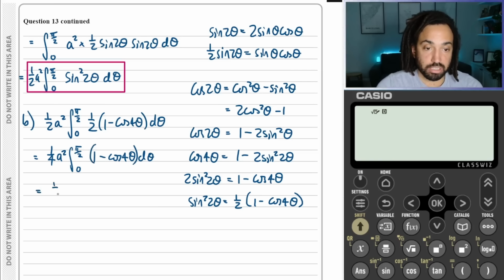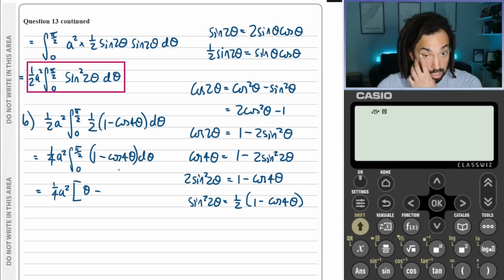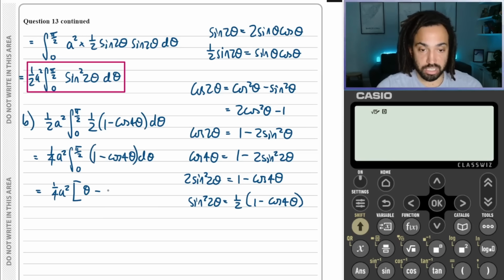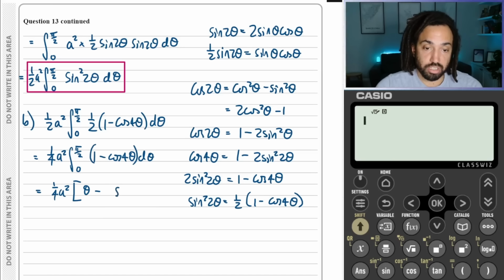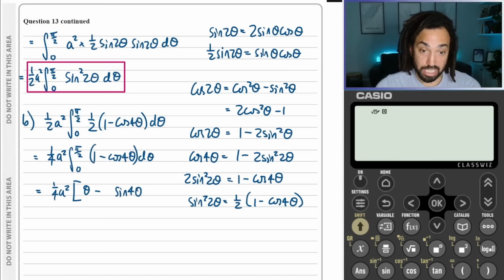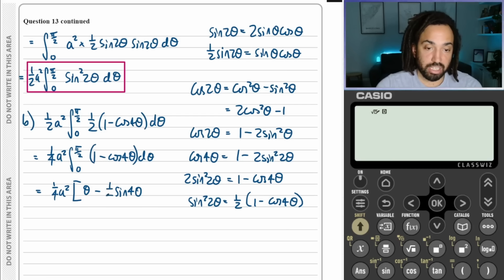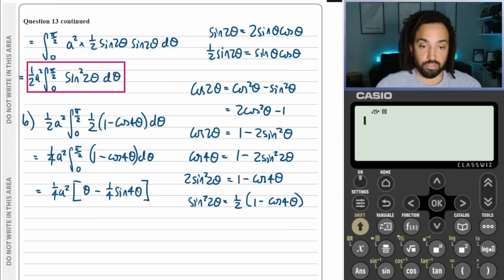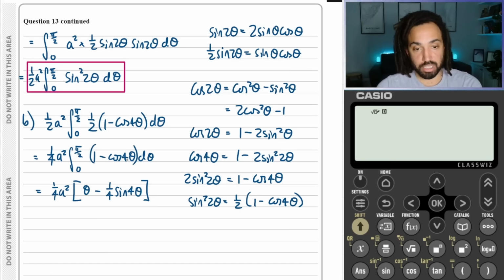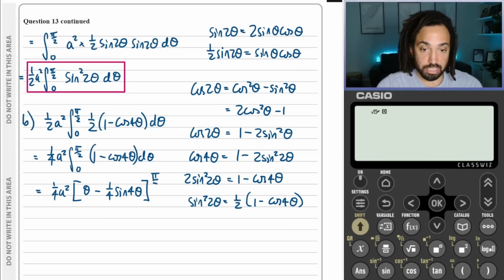And that will give us, well, 1 is going to integrate to theta with respect to theta. Minus cos 4 theta is going to integrate to minus sine 4 theta, but the input here is 4 theta, so we need to divide by the derivative of that. So it's going to be a fourth of sine 4 theta, because minus cos integrates to minus sine. Again, the input is 4 theta, so we divide by the derivative of 4 theta, which is 4. Okay, and then now we're going to need to sub these limits in.